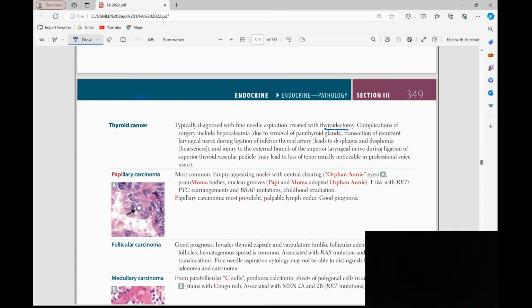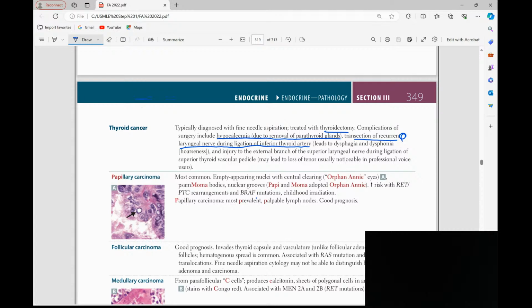And when there is surgery, as we had seen already, there might be accidental removal of the parathyroid gland or transection of the recurrent laryngeal nerve. This is asked in some mock questions, like when we do thyroid surgery, which nerve might get affected, and for the left side, it's the left recurrent laryngeal nerve. This will cause dysphagia and dysphonia, as we know that the recurrent laryngeal nerve is responsible for the nerve supply of all of our laryngeal muscles.